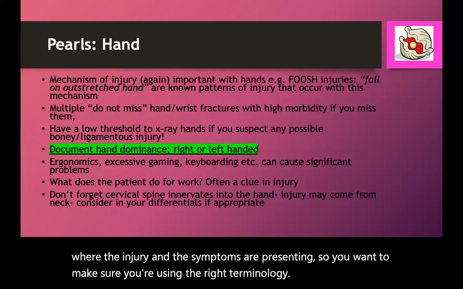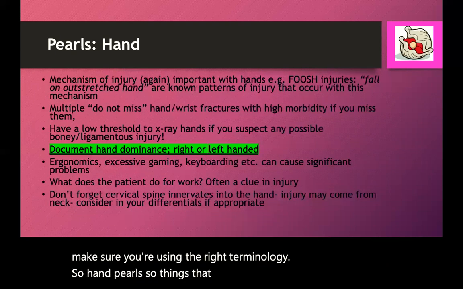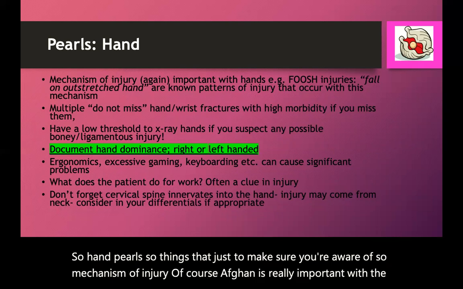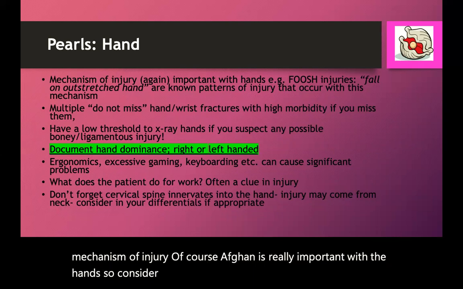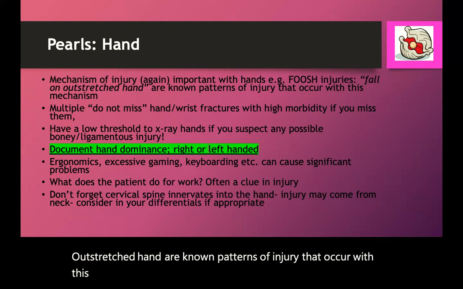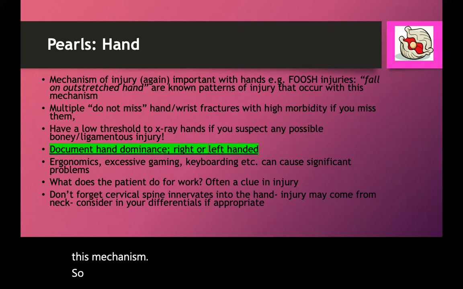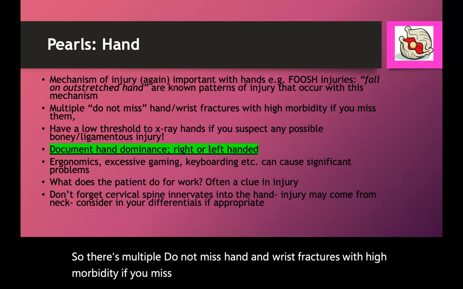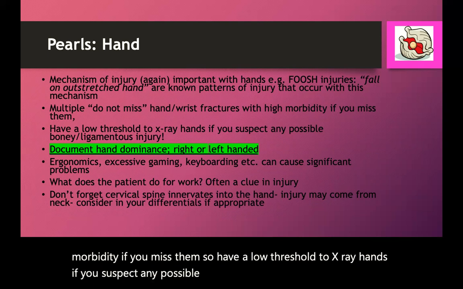Okay, so hand pearls. So things that just to make sure you're aware of. So mechanism of injury, of course, again, is really important with the hands. So consider the FOOSH injuries. FOOSH, acronym for fall on outstretched hand, are known patterns of injury that occur with this mechanism. So there's multiple do not miss hand and wrist fractures with high morbidity if you miss them. So have a low threshold to x-ray hands if you suspect any possible bony or ligamentous injury.